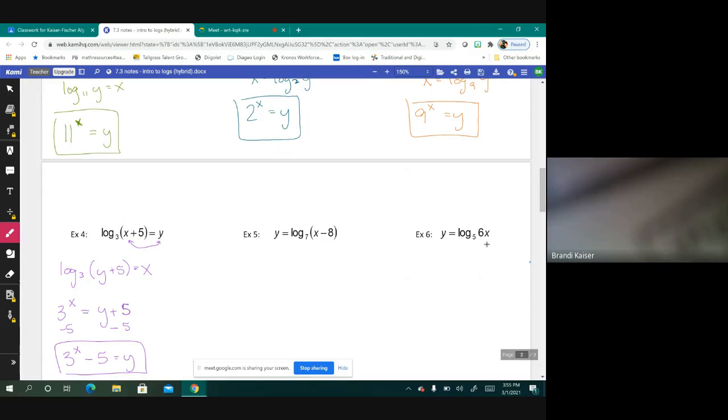Example 5. Y equals log base 7 of x minus 8. If I switch the x and y, it becomes x equals log base 7 of y minus 8. I need to get the y out of the log, so I need to rewrite it as an exponential. This becomes 7 to the x power equals y minus 8. And finally, to get the y by itself, I need to add 8 to both sides. Again, I cannot combine these things. They're not like terms, so this becomes 7 to the x power plus 8 equals y. And there is our inverse function.